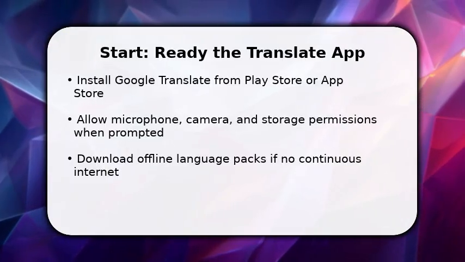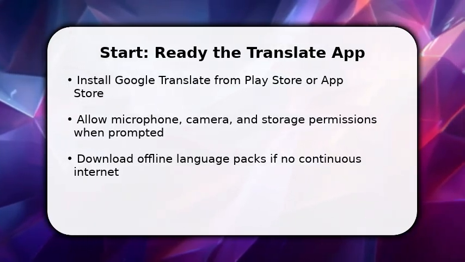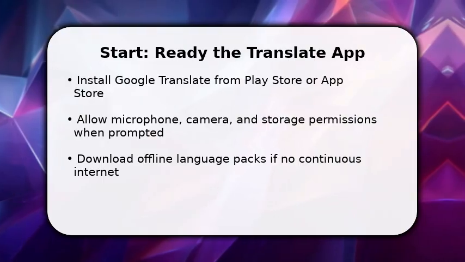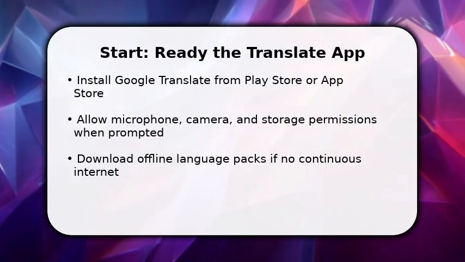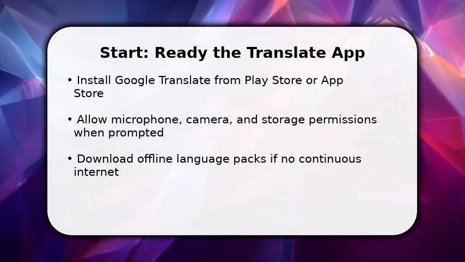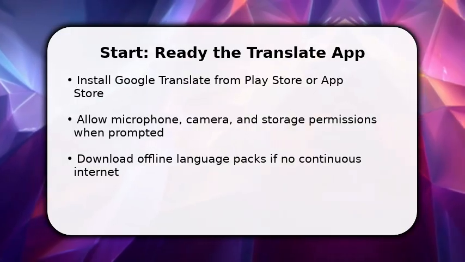You start by getting the app and giving it permission. Open Google Translate now. Tap the store icon, install, then allow microphone and camera so voice and camera modes work. Once installed, make sure to download any offline languages you need by tapping the language name and selecting download. This prevents interruptions when you lose signal.